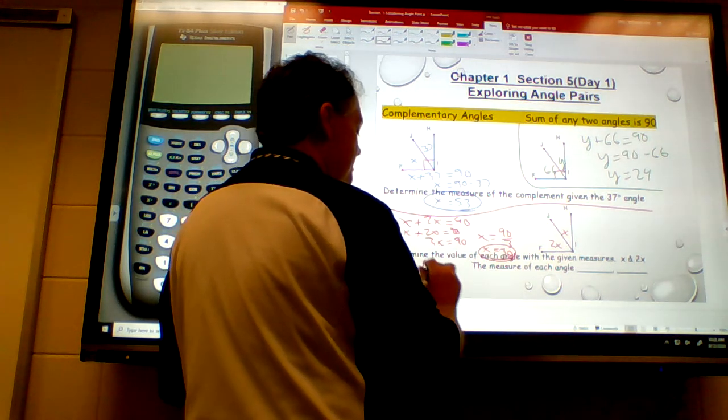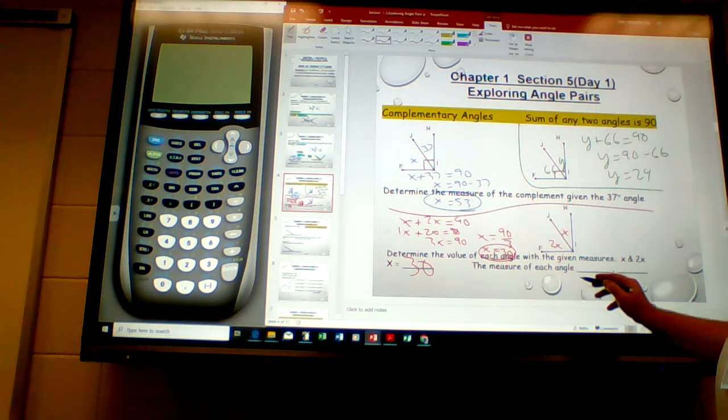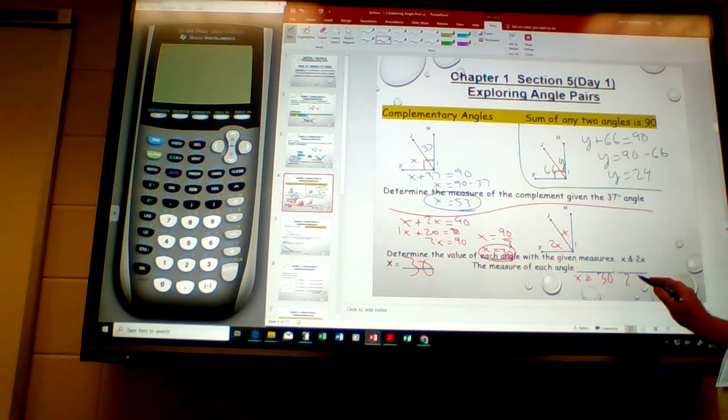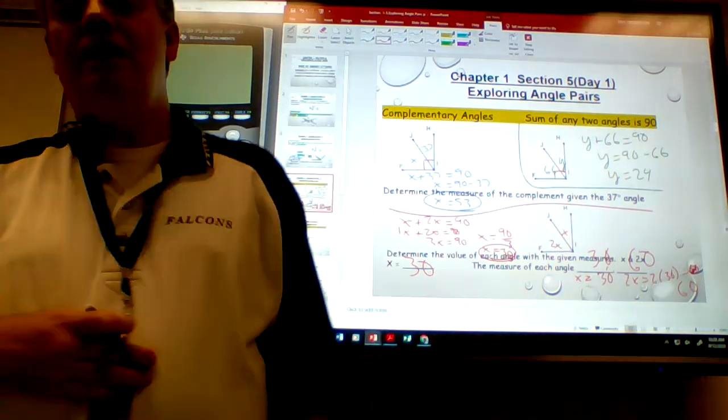X value is 30. But it wants to know the measures of angles x and 2x. Well, x equals 30, and then 2x equals 2 times 30, which is 60. So we got 30, and we got 60. There you go. Those are your numbers. All right.